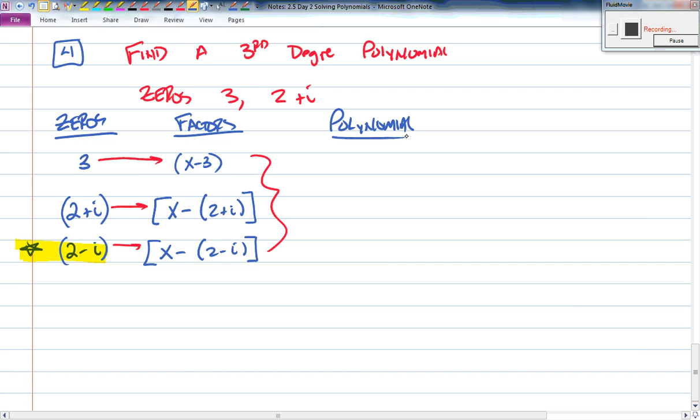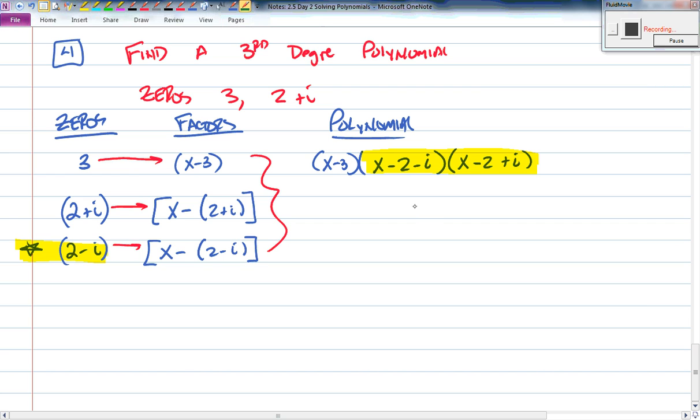Is this making sense to you so far? Okay, now here is where you need to be really careful with your signs. So x minus 3. Let's distribute here. This is going to be x minus 2 minus i, and then x minus 2 plus i. You with me on that? Okay, I highly suggest that we do this part first before we multiply it by x minus 3.